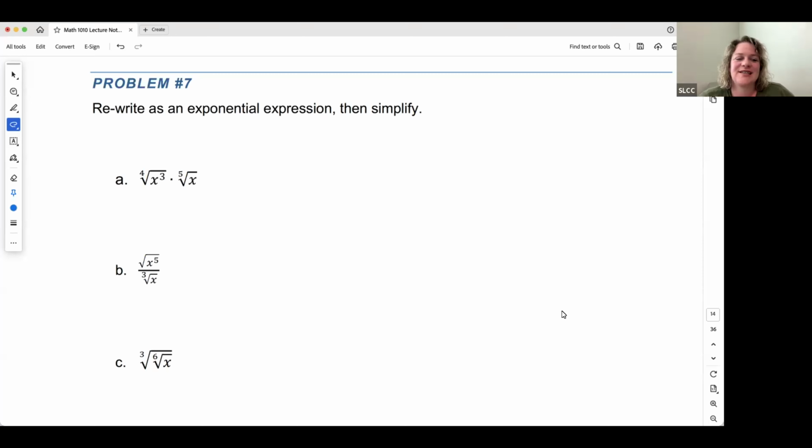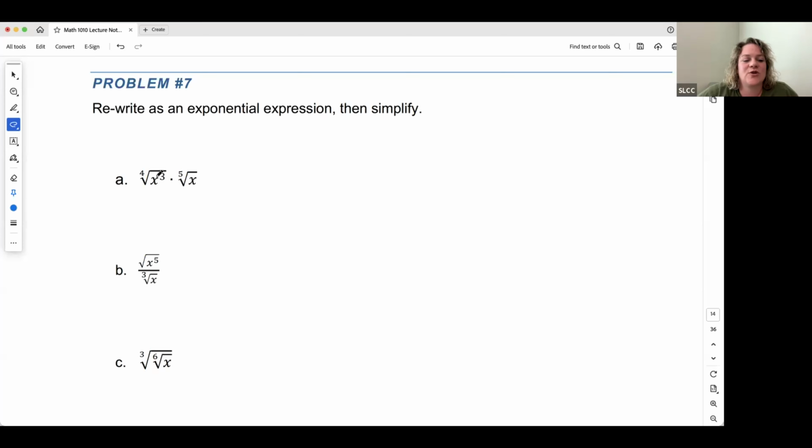Look at number 7. It says rewrite as an exponential expression, then simplify. Notice we have radical notation on all of these. So we want to rewrite it with rational exponents and then simplify like we've done in the past.